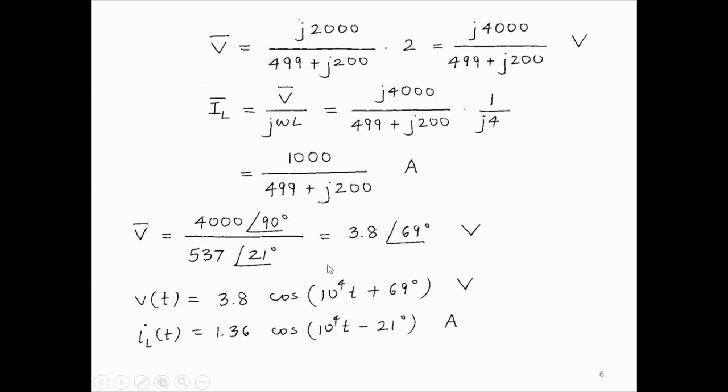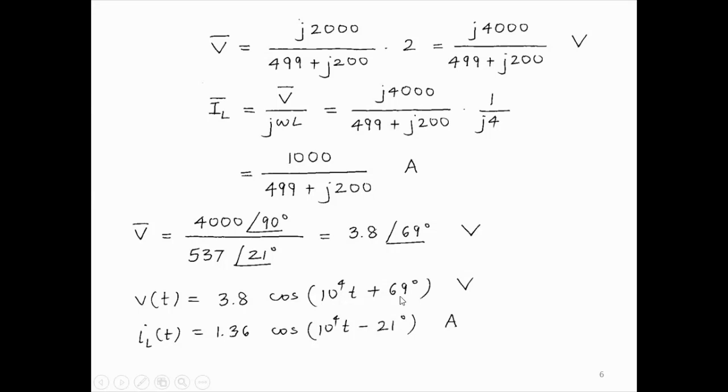So we convert it back to time domain as 3.8 cos(10^4 t + 69 degrees). And similarly, you can find IL. I have not shown the calculation, but IL will turn out to be 1.36 cos(10^4 t - 21 degrees).